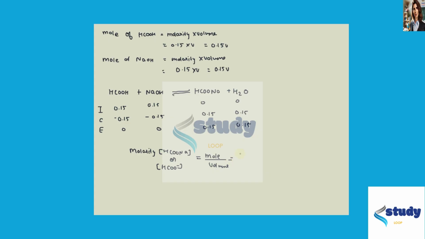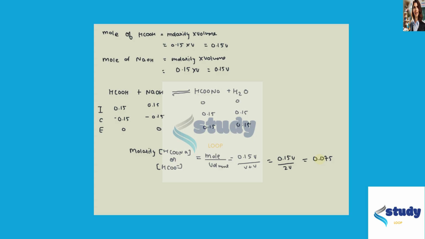So the mole, that is 0.15 V over V plus V. So we can write 0.15 V over 2V. So we'll get the molarity, that is 0.075.